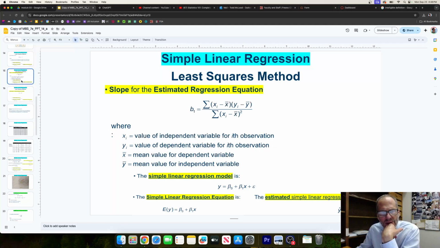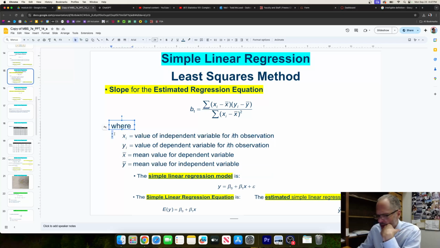All right, so you minimize it, and then you have the slope for the estimated regression equation. So that's your b1, little b, I don't know if that's what you call it. And I can't click in there to get that one. I don't know why. Oh, there we go. I got it. Boom, get rid of that.